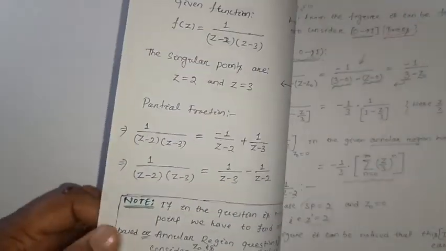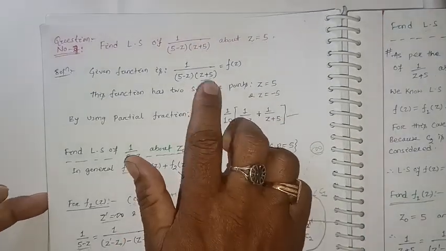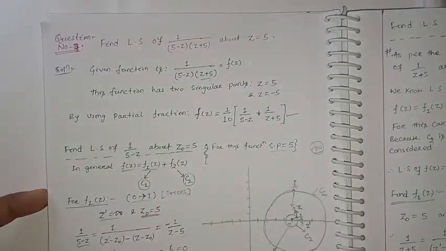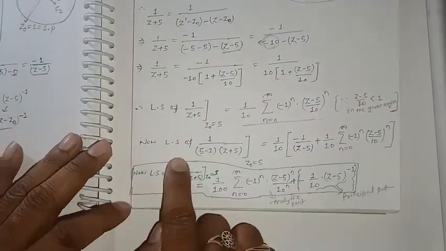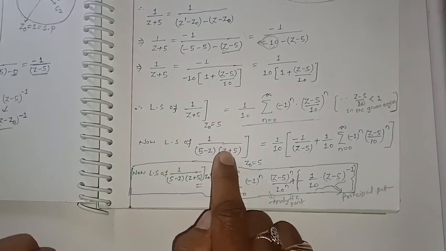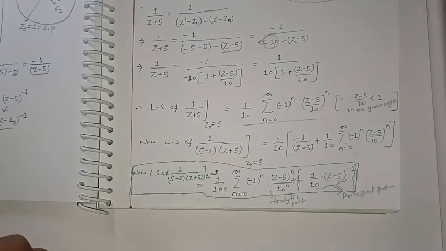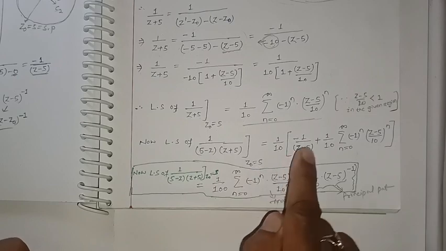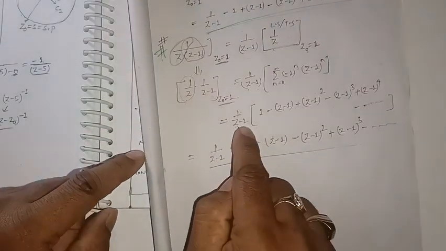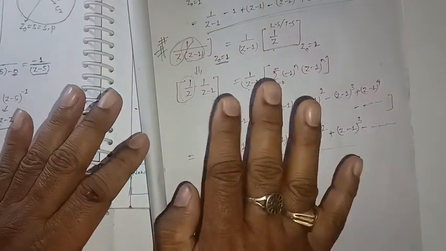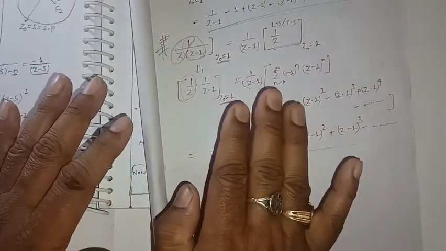On the basis of that, similarly, if I consider question number 7 here, about z equal to 5, we need to find the Laurent series, right? Finally, what we found was the Laurent series of 1 by (5 - z) into 1 by (z + 5) about z0 equal to 5. If I do this question by this method, without doing the partial fraction, we can get the same answer. I'm going to do it for you. Carefully you have to watch.